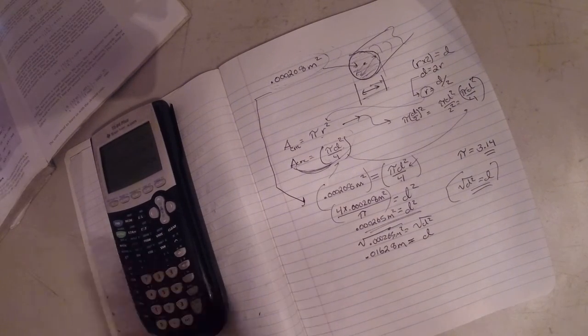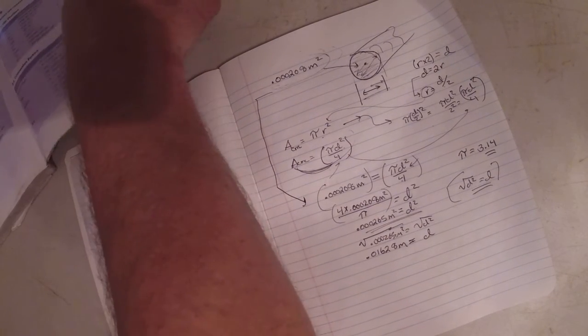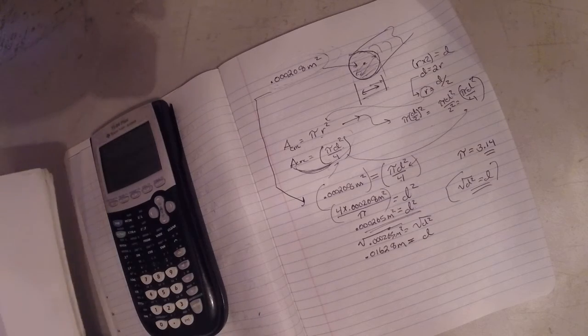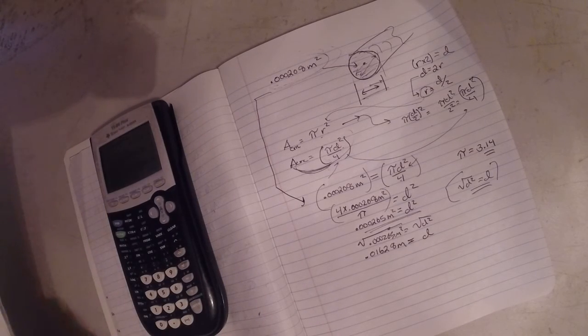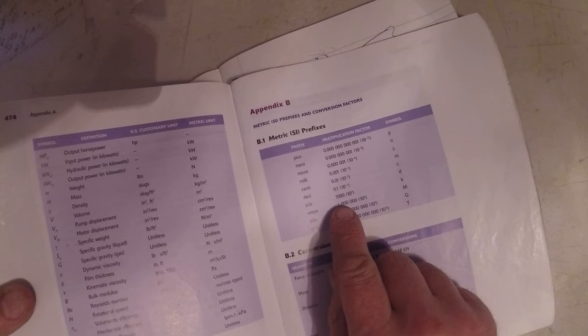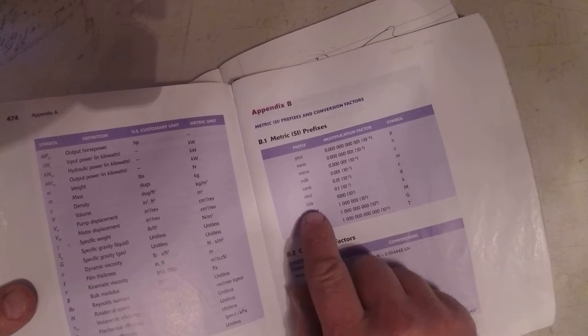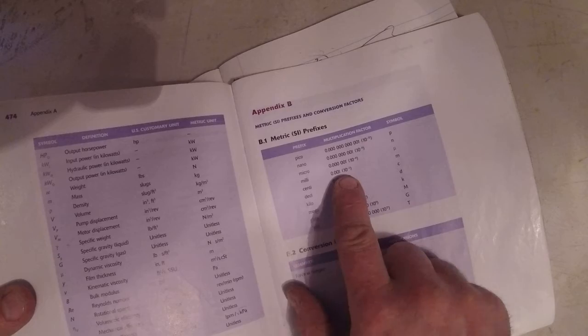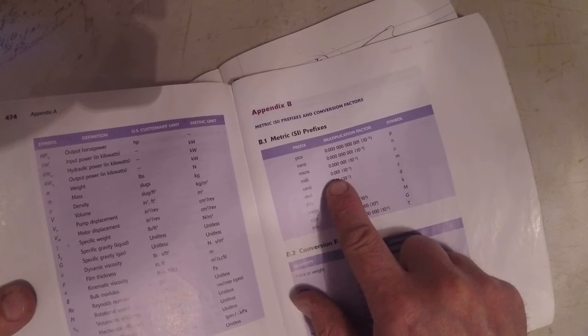Okay, this should be the last one for this problem. So one thing you can do is look at the appendices, because we're going to need to convert meters to, let's say, millimeters. Here's your metric prefixes: milli, 10 to the minus 3, 0.001, a thousandth, really.